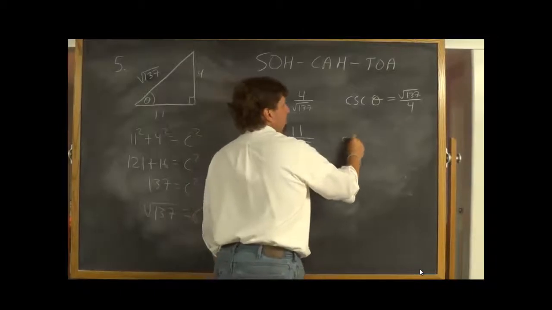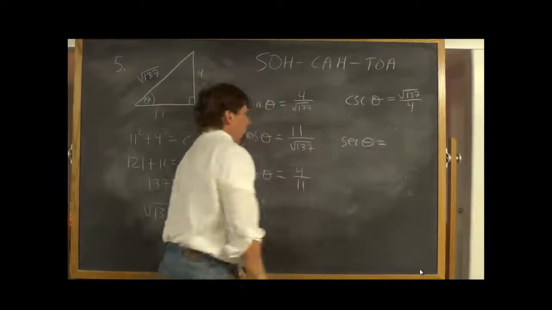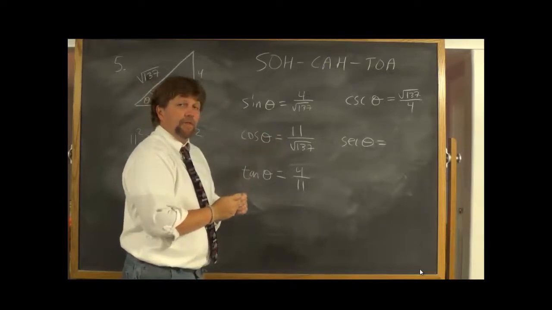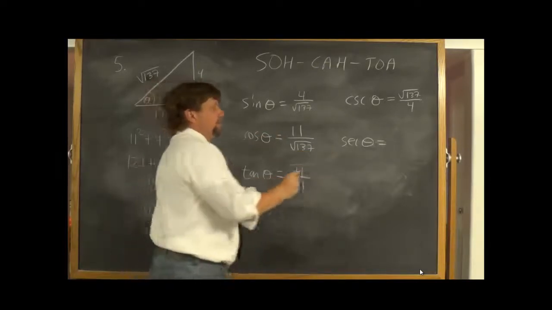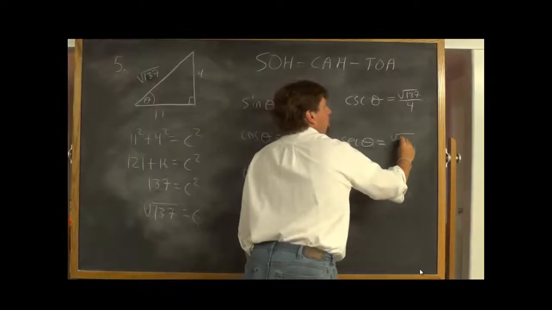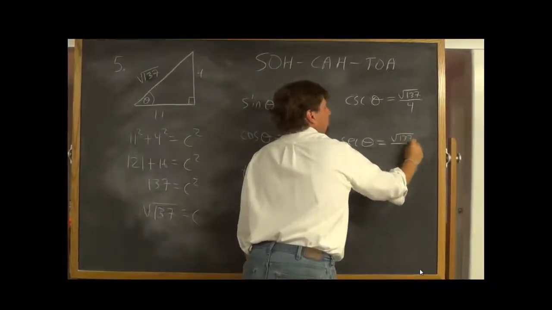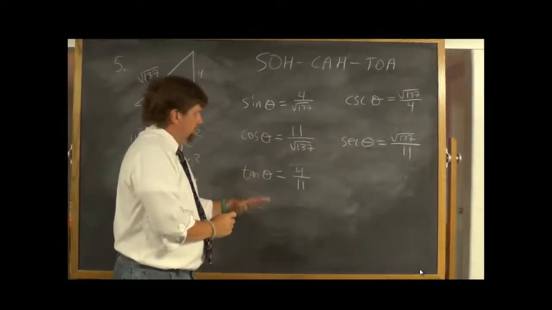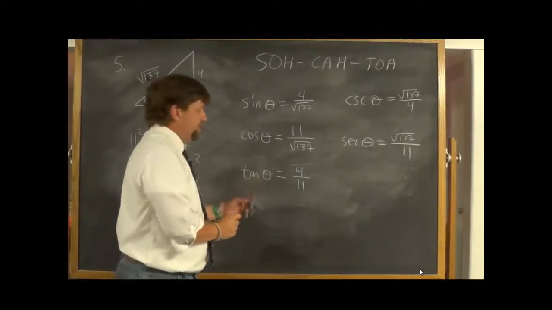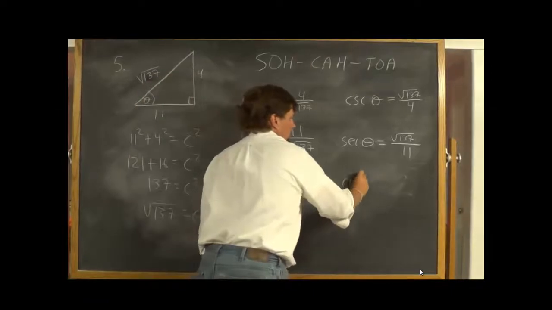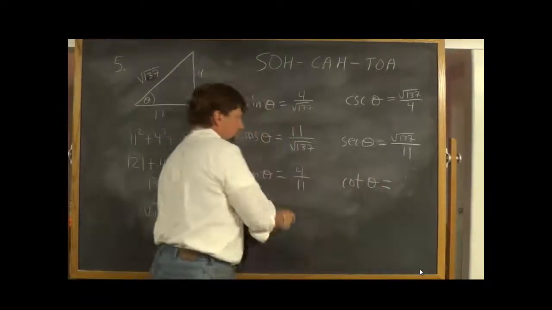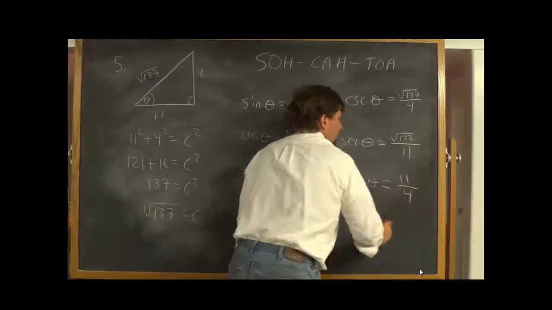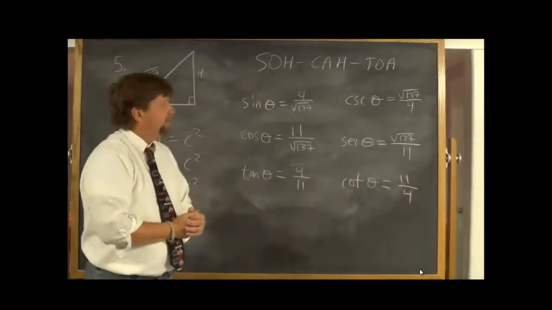Secant, well, secant's the reciprocal of cosine. So if I know cosine is 11 over square root 137, the secant will be the reciprocal of that: square root of 137 over 11. And then finally cotangent. Cotangent is the reciprocal of tangent. So the cotangent will be the reciprocal of 4/11. So cotangent is 11 over 4.